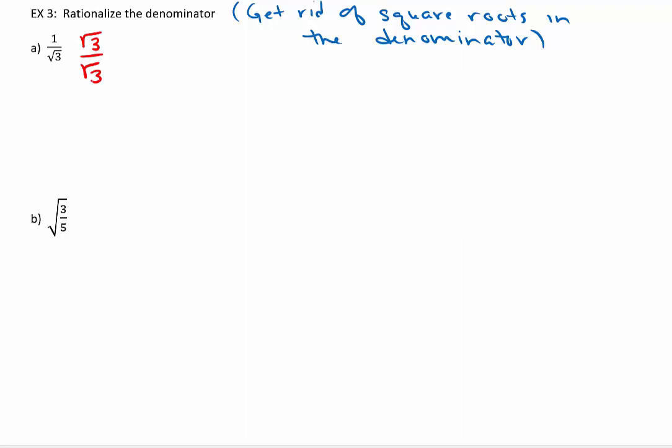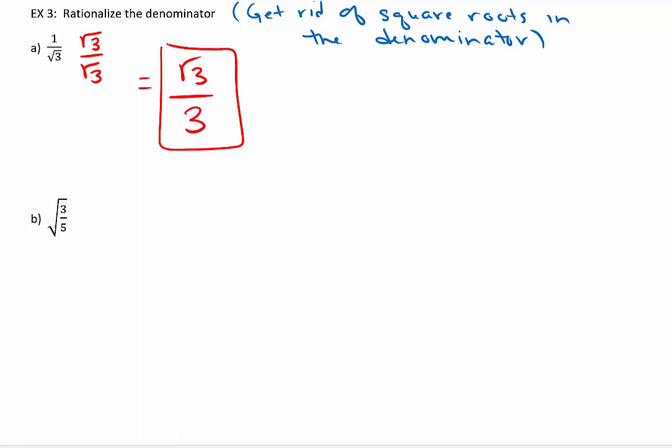If you have something with just one square root in the denominator, like 1 over root 3, you can rationalize it by multiplying the top and bottom by whatever that denominator is. 1 times root 3 is root 3, and root 3 times root 3 is 3. So rationalized, this is root 3 divided by 3.